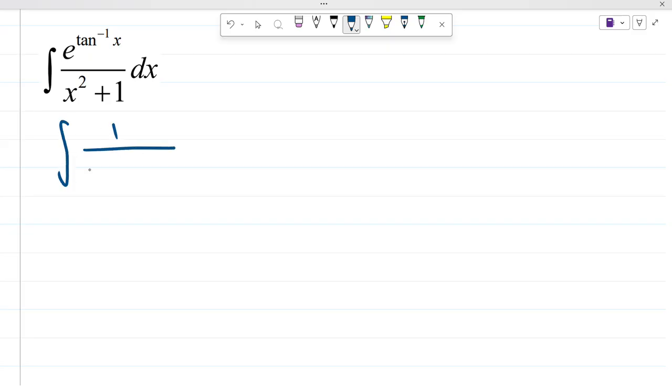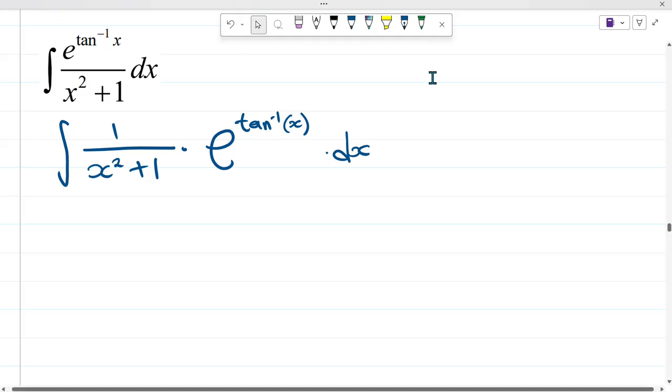So this is going to be 1 over x squared plus 1 multiplied by e to the power tan inverse of x, and then we have our dx. So this is how it's going to be, right? So we can say that now, since we have this exponential function, it means that this exponential function was differentiated for us to get this whole thing, right?